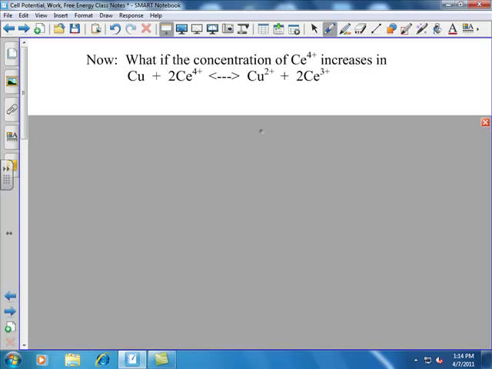Okay, so let's muddy the waters again then. So what if the concentration in this same equation changes? I'll give you a chance to write it down because people like to write.